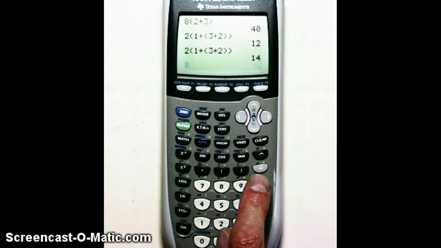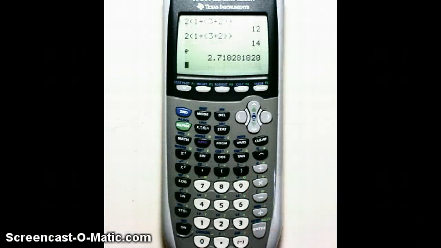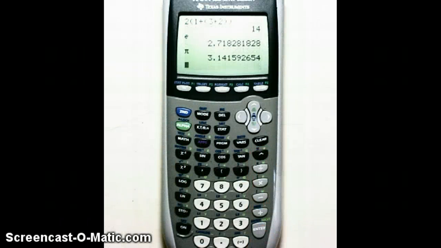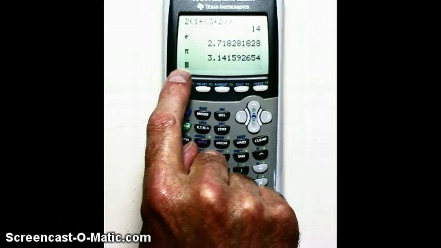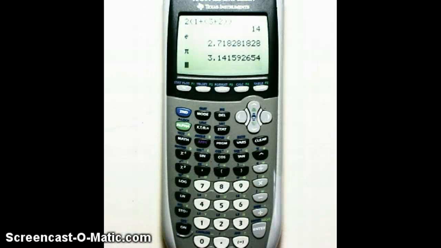Here's your division, okay? And if you ever need to know e, you could do second e, right? That's a special number in mathematics. And here's pi, second pi, okay? That's another special number in mathematics. And if you want to, you could have your pi and e too. So a little humor there.